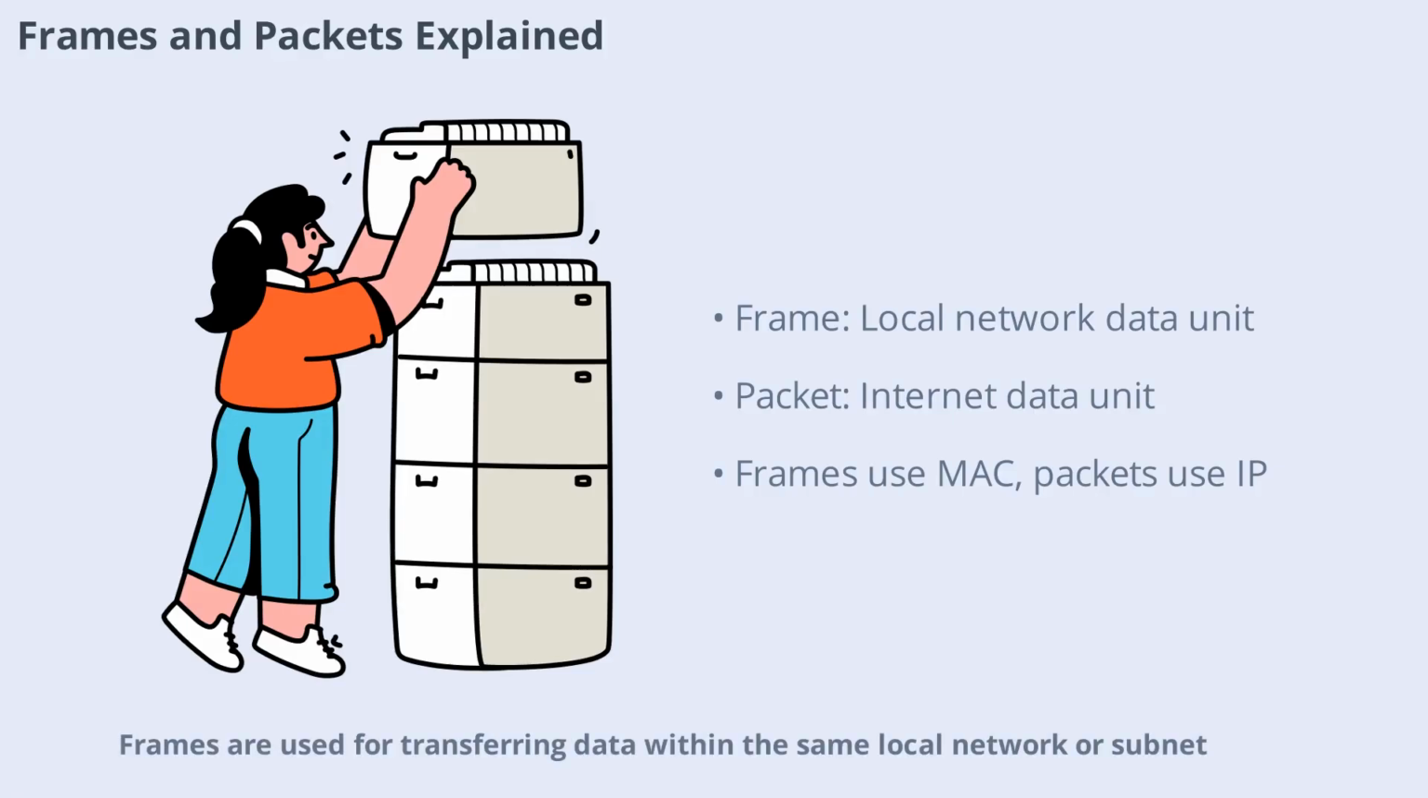On the other hand, a packet is the data unit at the network layer, which includes source and destination IP addresses, port numbers, and the payload. Packets are designed for communication across larger networks like the internet. For instance, when you access a website from your laptop, your data travels as a packet all the way to the web server. Frames handle local delivery while packets manage broader communication.